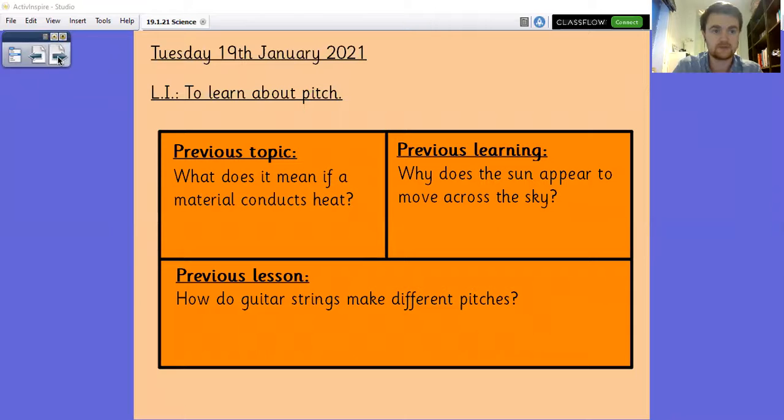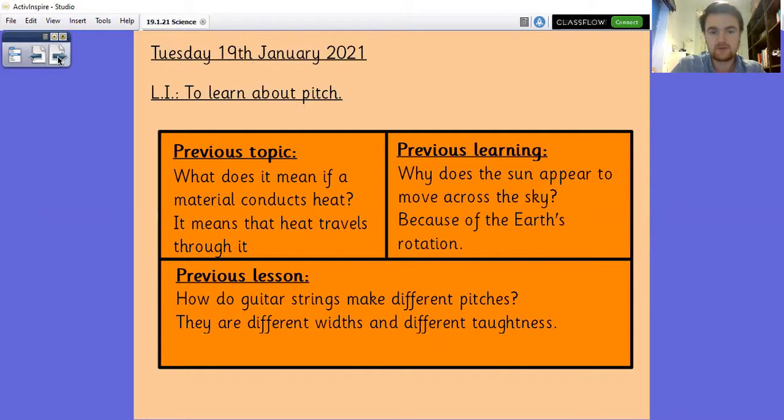Okay, let's have a look at our answers there. If a material conducts heat, it means that heat can travel through it. The same with conductors of electricity. Why does the sun appear to move across the sky? It's because the Earth is rotating, is spinning. So as the Earth spins, it makes it look as though the sun is moving across the sky. But compared to the Earth, the sun is stationary. And how do guitar strings make different pitches? They are different widths, different thicknesses, and different tautness, so they're stretched in different ways.